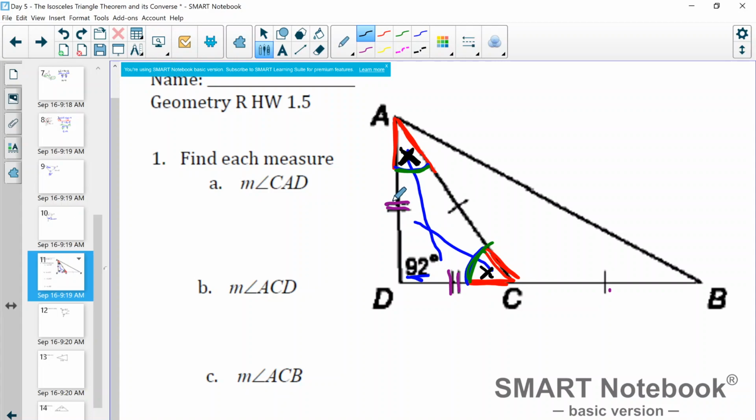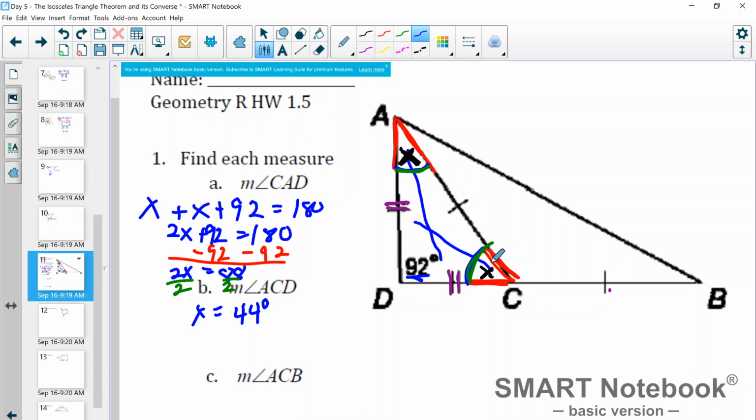So we have X plus X plus 92 gives me 180. We have 2x plus 92 is 180. If I subtract 92, I get 2x equals 88. I just have to divide by 2, and I'm going to get both A and B. 88 divided by 2 is going to give me 44 degrees. So again, we solve for x. This is a single x, so angle CAD is going to be 44 degrees. And angle ACD is going to be 44 degrees as well. Again, because single x, solve for x.